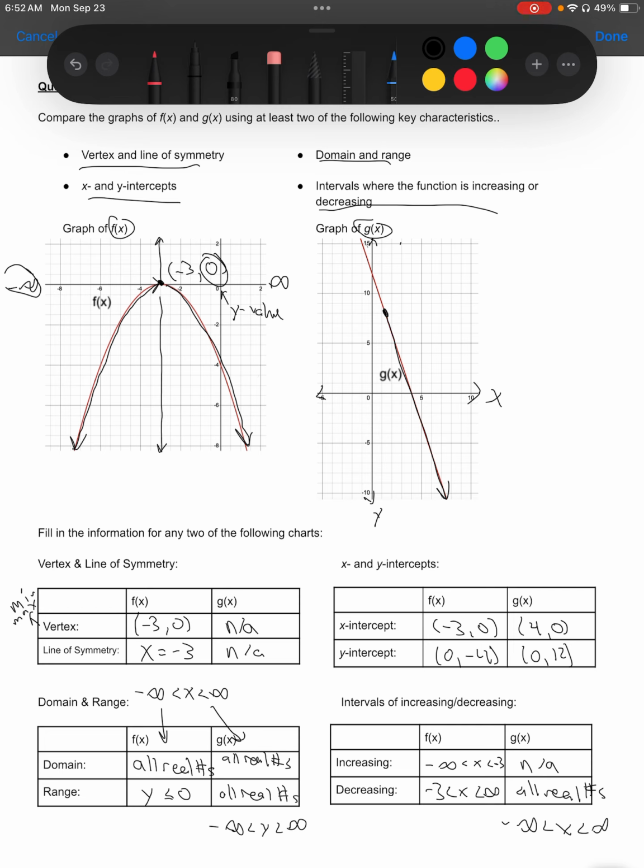One thing to notice here is that for each of these, for increasing and decreasing, x is our variable that we're working with. We're looking at what's happening as we go to the right, and moving to the right is an x value. So for your increasing and decreasing intervals, you should always have x as your variable. And that is all for question 2.